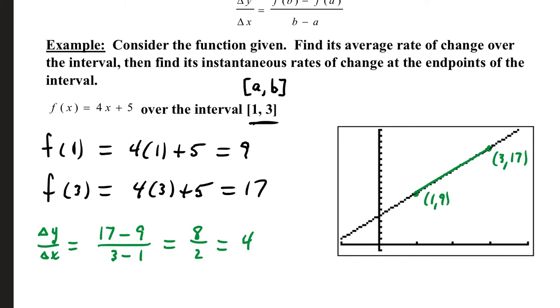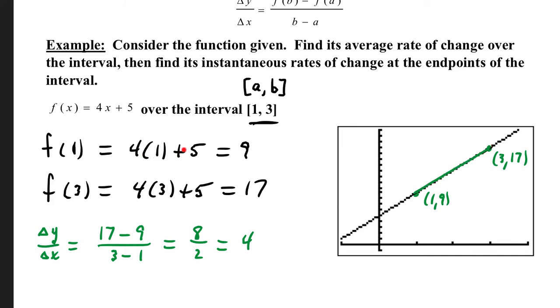Find its average rate of change over the interval, then find its instantaneous rates of change at the endpoints of the interval. So this function is a line, slope 4, y-intercept at 5. The interval 1 to 3 specifically talks about this green highlighted section.